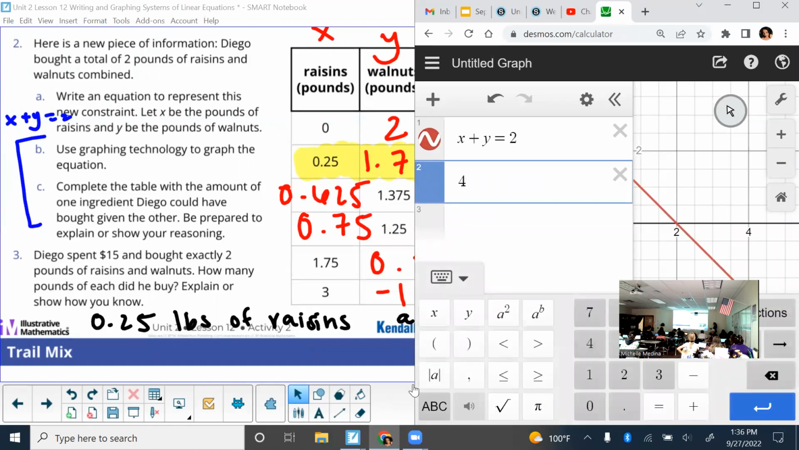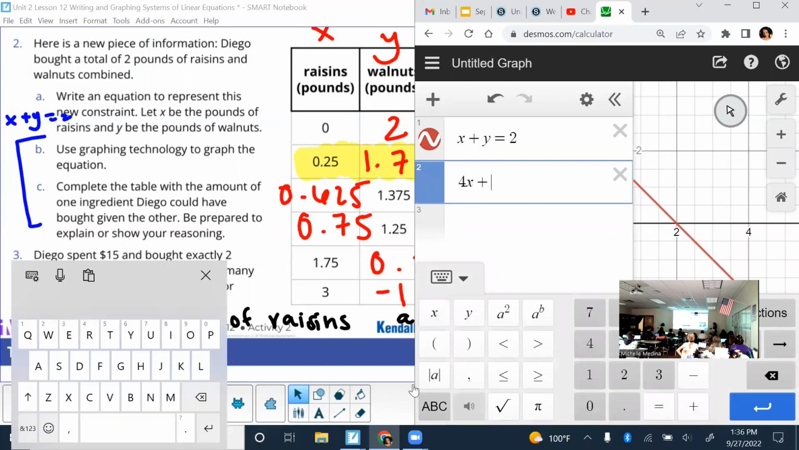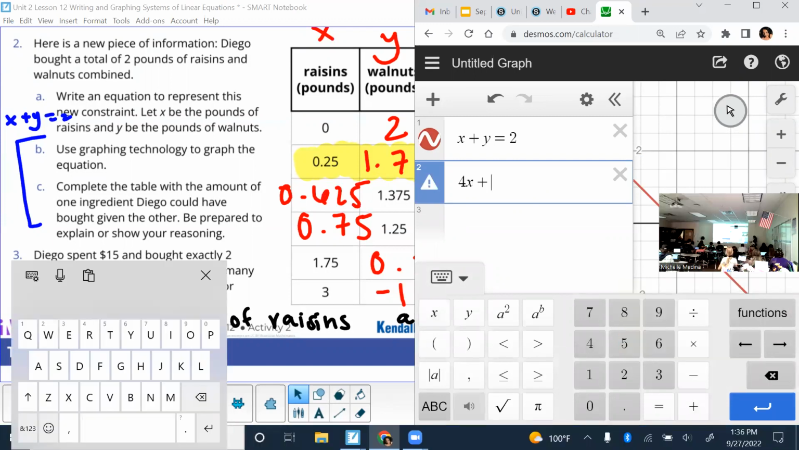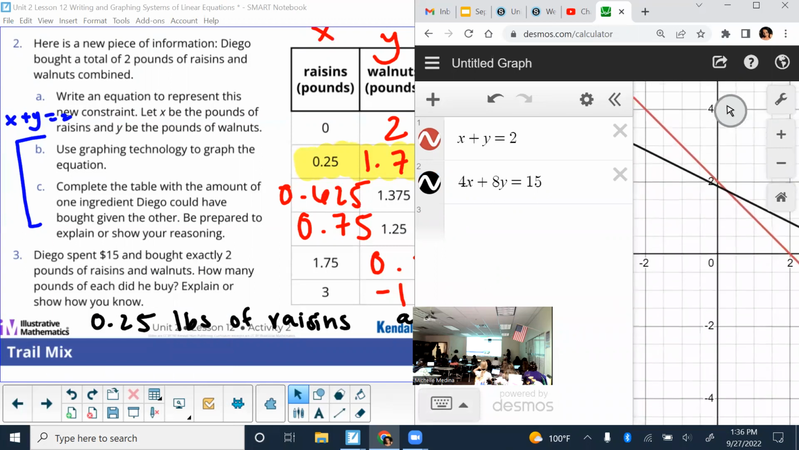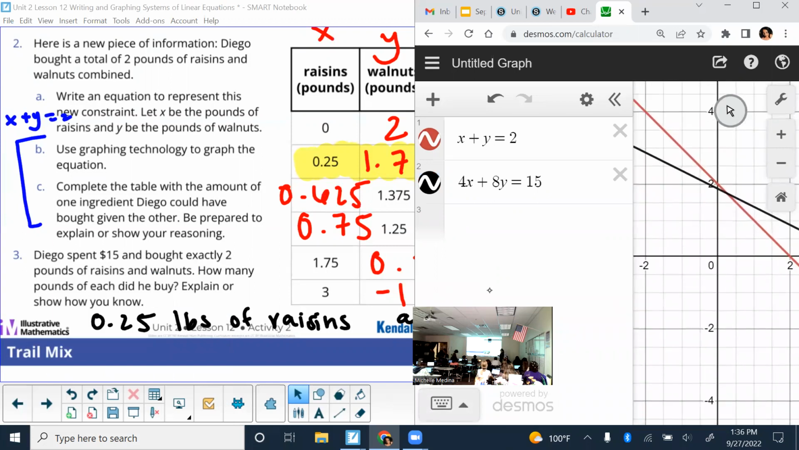It was 4x plus 8y equal to 15. All right, it graphs the line for you. Guess where the solution is on the graph. 1.875. One of you guys. That was me. It's where the lines intersect. Oh, because look, here's where they intersect.